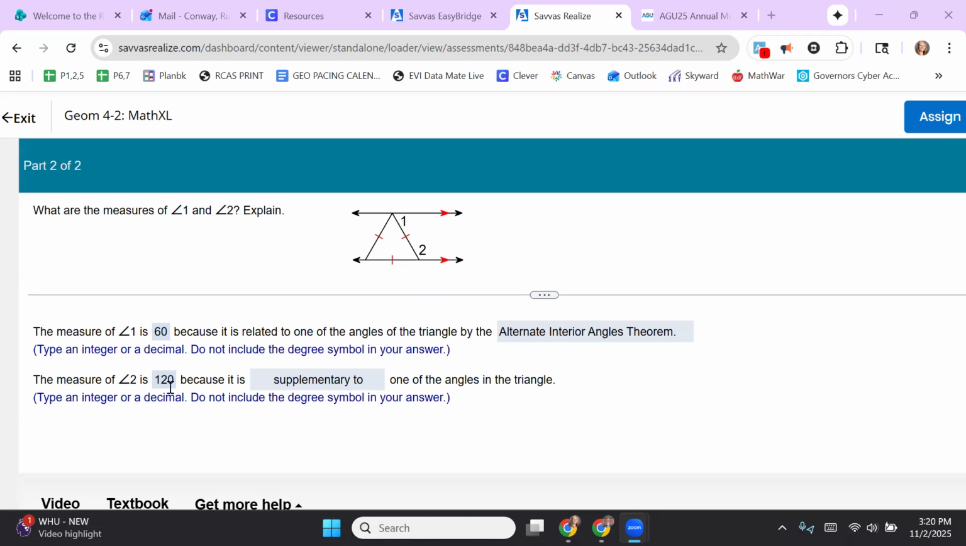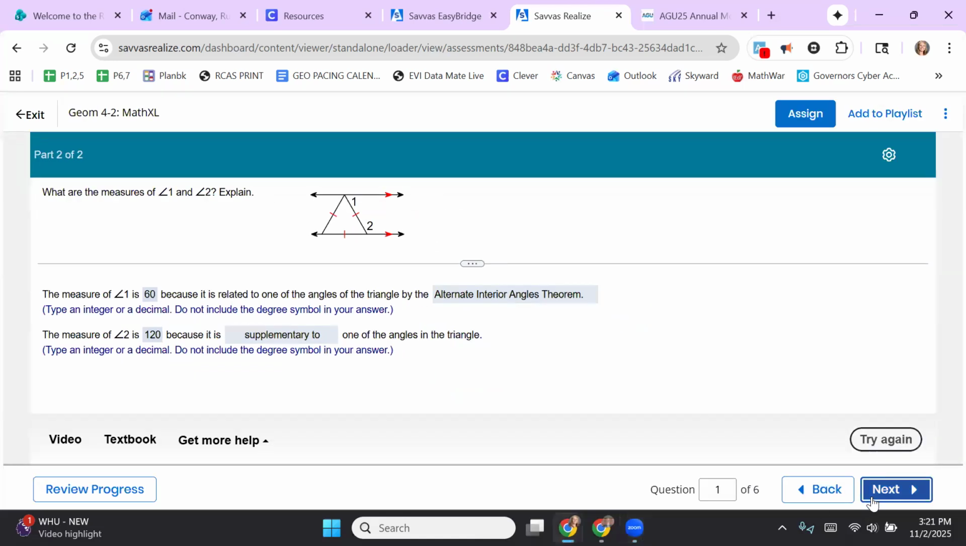And then angle 2 is 120 because it's a linear pair with that inner angle there, the 60. So 60 plus 120 makes a linear pair at angle 2, and that's why it's 120. It's supplementary. Another thing you could do is if you did know that this angle up here was 1, angle 1 and angle 2 are same side interior angles. We're only using those terms if we have parallel lines, which we do here. So that's that one.